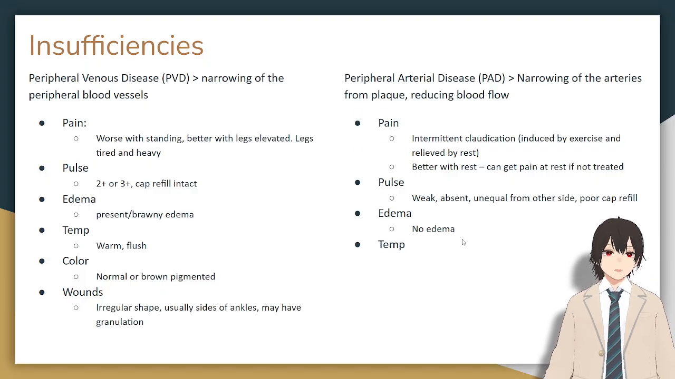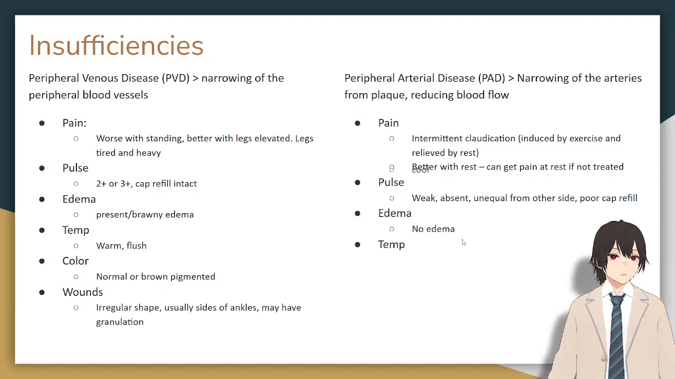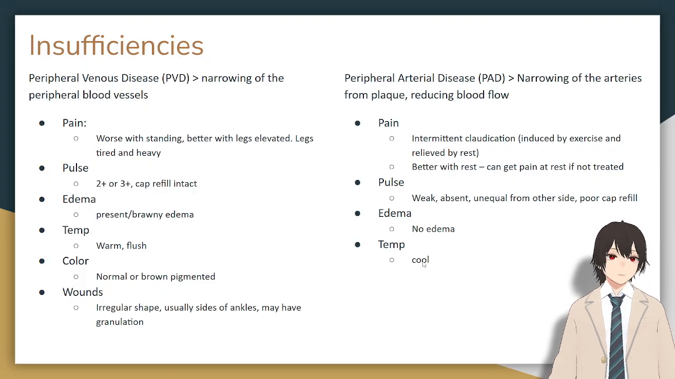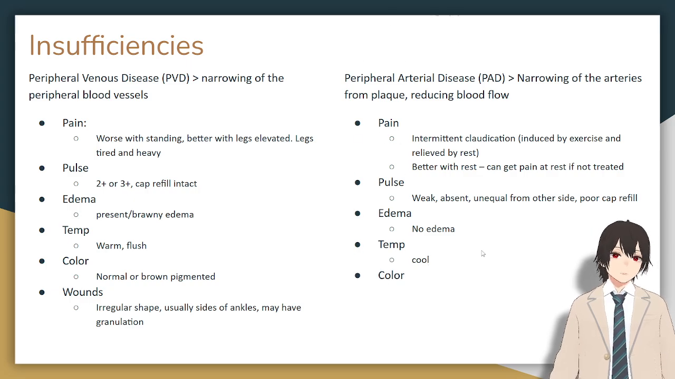Temperature, we just said blood is warm, right? If you can't get to the foot, your foot's going to be cool, right? When you're cold on your extremities, you're all cool, right? That's exactly what it is. It's not getting there to the foot. The color is going to be blue, gray, pallor, because once again, the blood's not getting there.